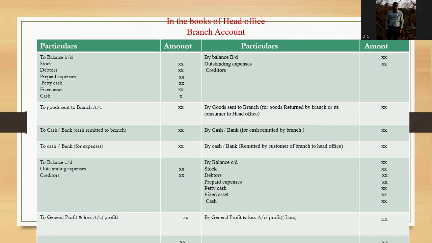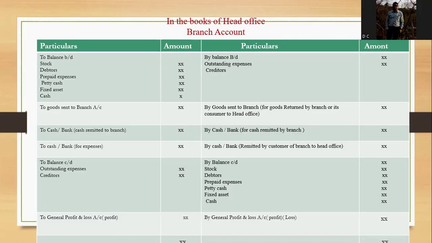Regarding opening assets on the debit side, there will be closing assets on the credit side, like in a balance sheet: stock, debtors, prepaid expenses, petty cash, fixed assets, and cash. So these are the opening assets. Then there are goods sent to branch, then cash, then cash sent to the branch for expenses.